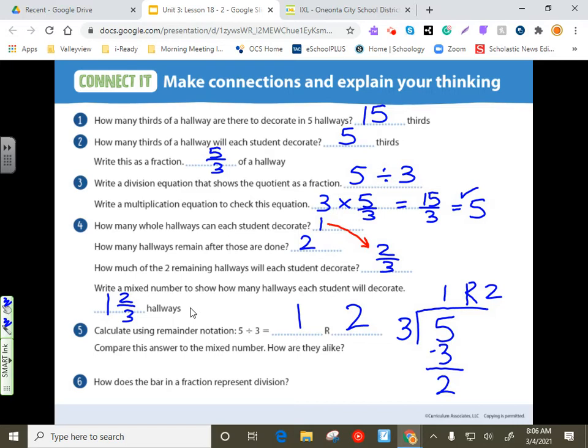Compare this answer to the mixed number. How are they alike? Well, it's simple as this. Your quotient is the whole number. And then your fraction, let me do this in a different color, is the remainder over your divisor. So instead of writing all that out, I'll just show you there.